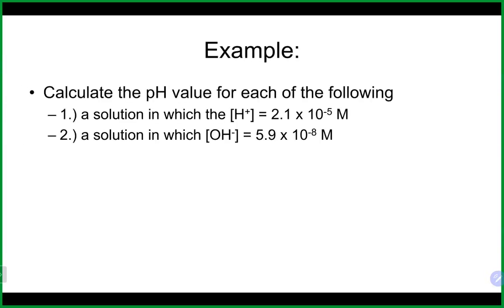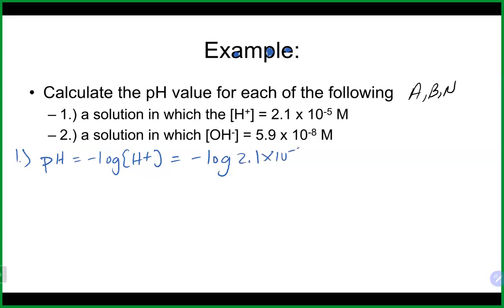All right, so why don't you try both of these here? Calculate the pH of each, and while we're at it, is it acidic, basic, or neutral, each of them? Let's start with the first one here. We have the H plus, so we can go into our pH is equal to minus the log of the H plus. That gives us minus the log of 2.1 times 10 to the minus 5.